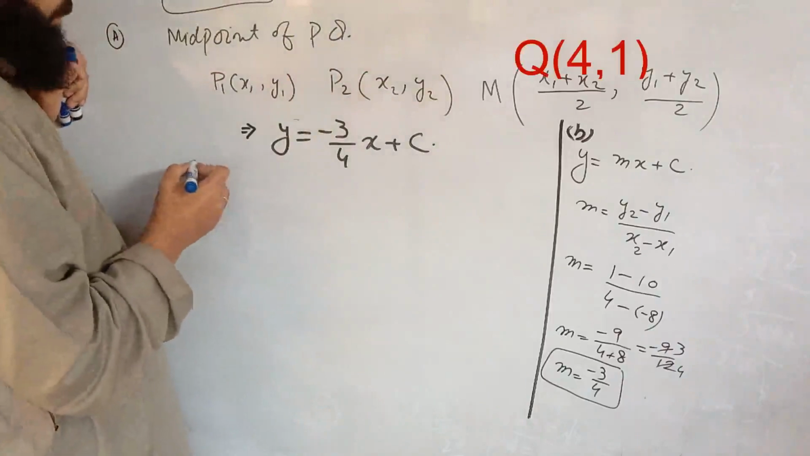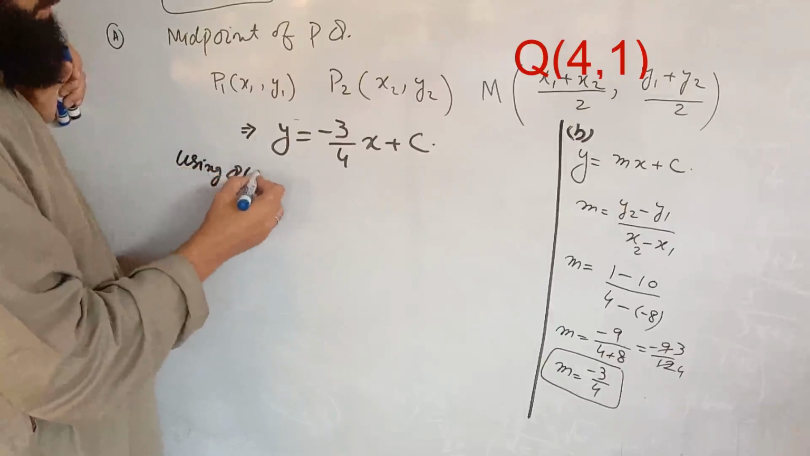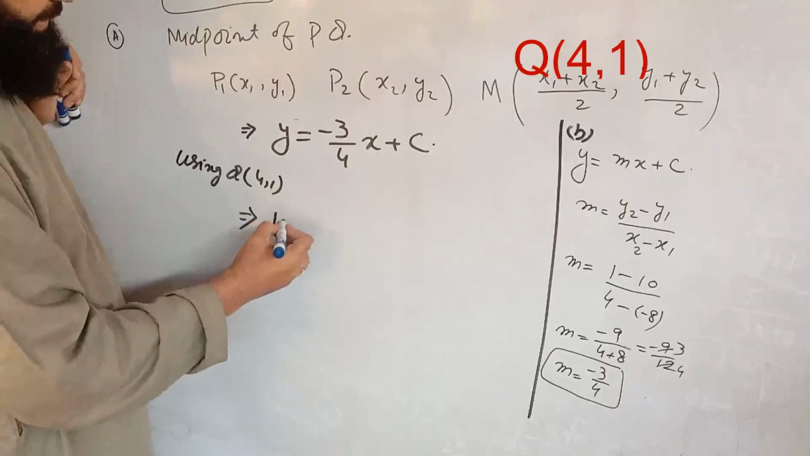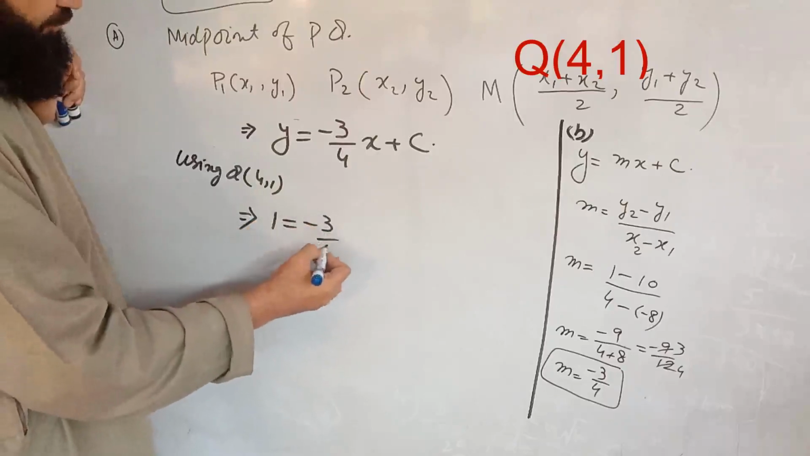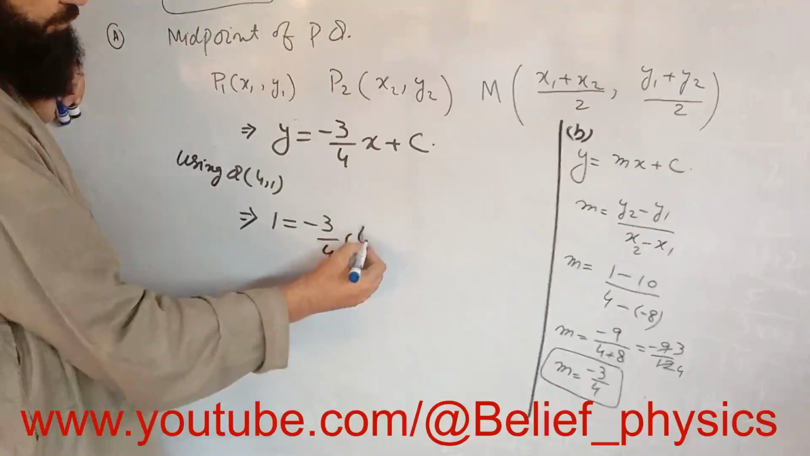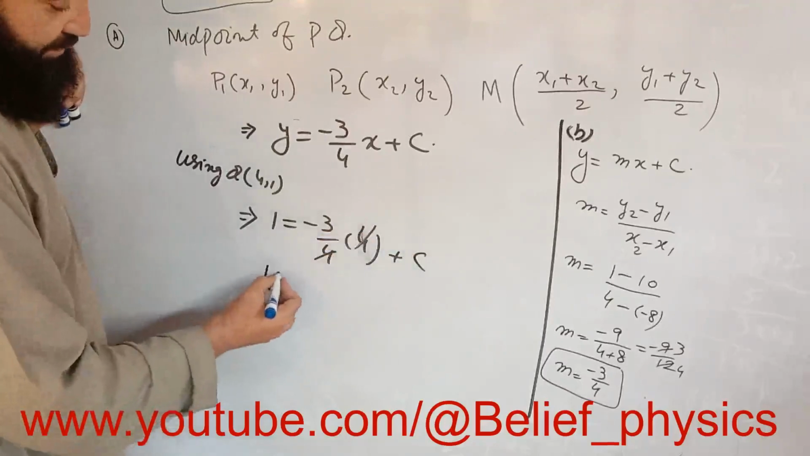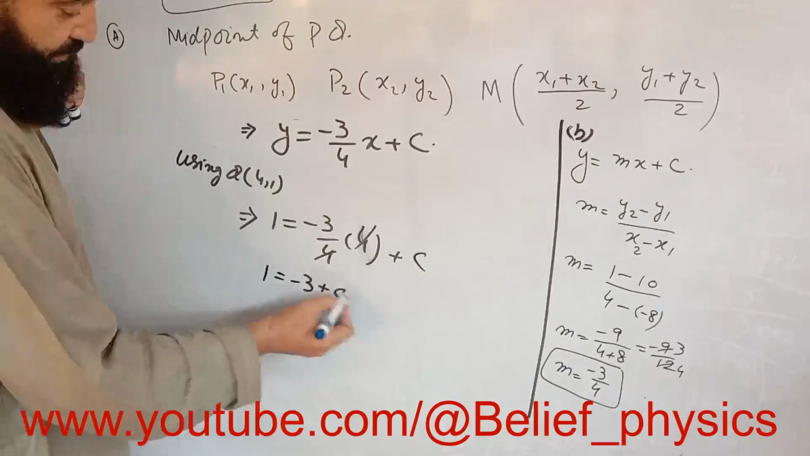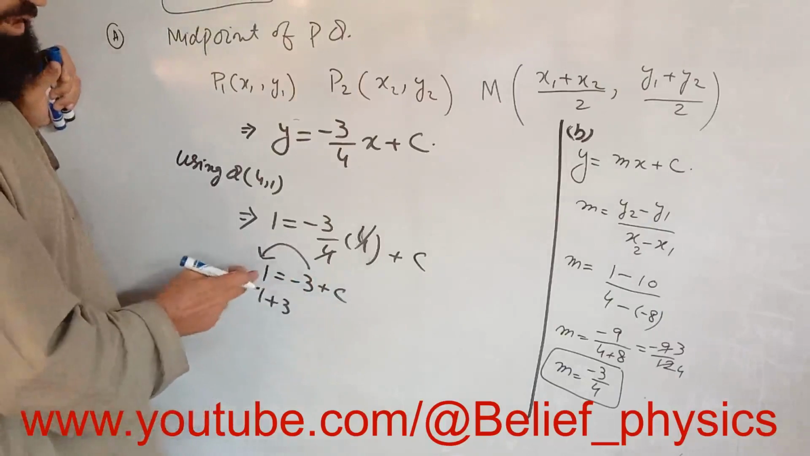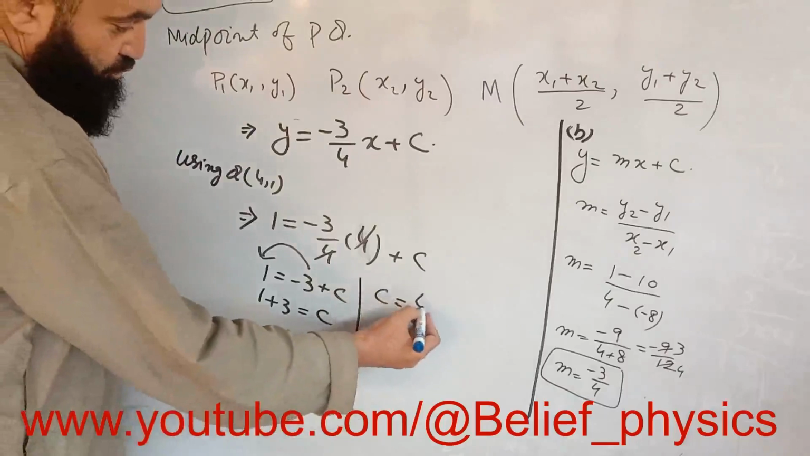Then, using Q which is 4 comma 1, what will it become? 1 is equal to minus 3 over 4 into x, and x is 4 here, 4 plus c. 4 is cancelled with 4. So we get 1 is equal to minus 3 plus c. 3 is shifted here. So we get 1 plus 3, the minus becomes plus here. It will become equal to c. So we will have c is equal to 4.